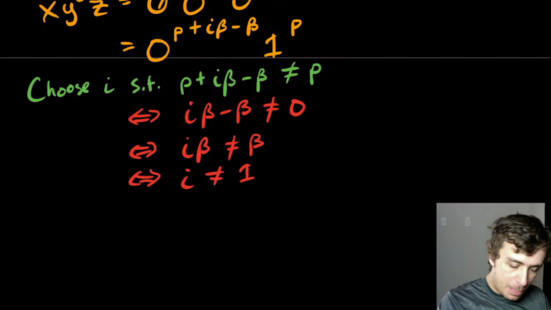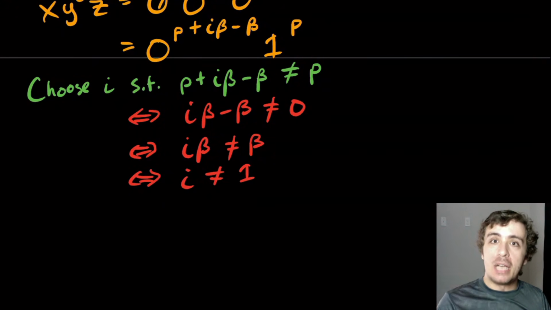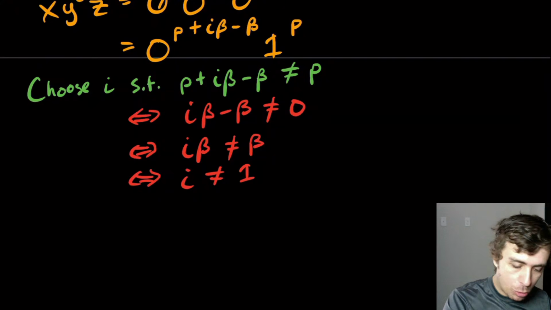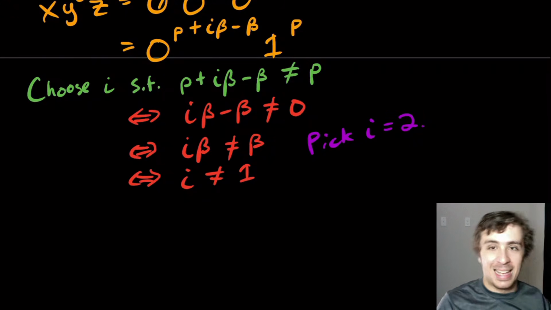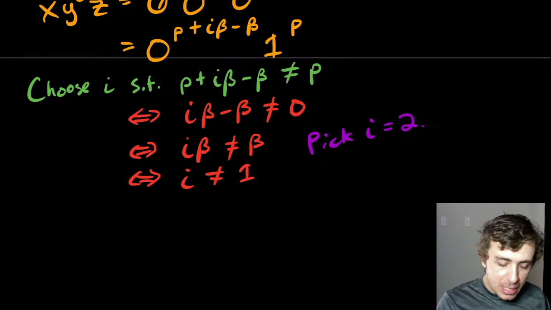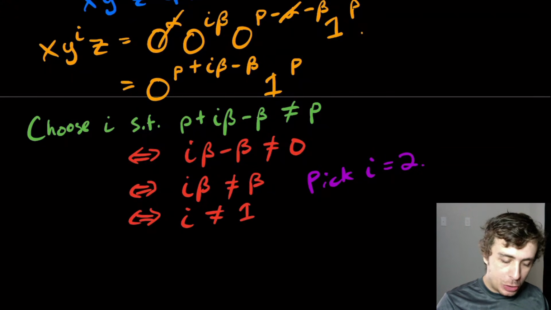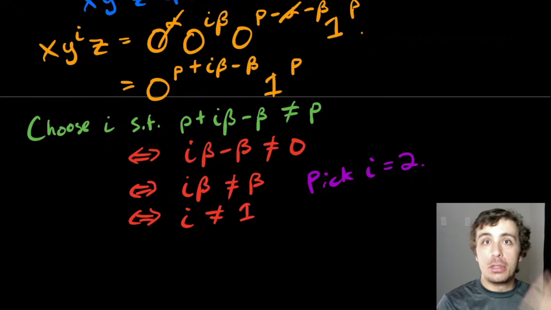So I just have to pick a value of i that's not 1. Well, it has to be at least 0, but it's not 1. So let's just pick i equal to 2. That's clearly not 1. So therefore, we have found an i such that the resulting string is not in the language. And so therefore, that contradicts the for all statement in the pumping lemma statement.